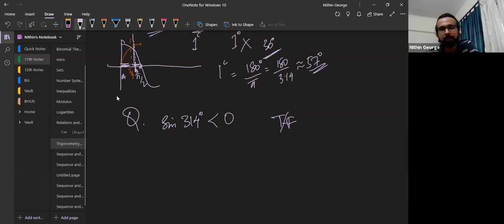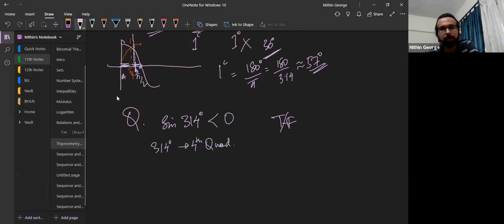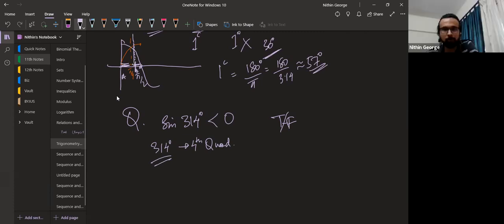Why do you say that? Because 314 degrees is in the fourth quadrant. Sine is negative. How do you say that 314 degrees is in the fourth quadrant? 270 to 360 is the fourth quadrant. Okay, good, good, good. You didn't confuse this with pi. That's what I wanted. This is degrees. So once you see that this is in the fourth quadrant, you see that this is less than 0.